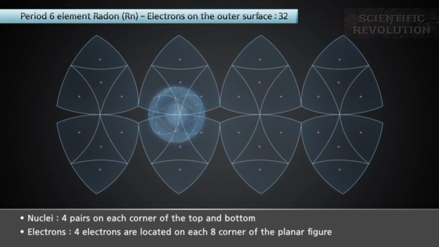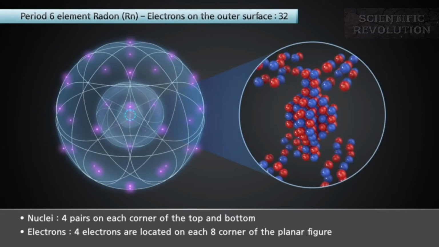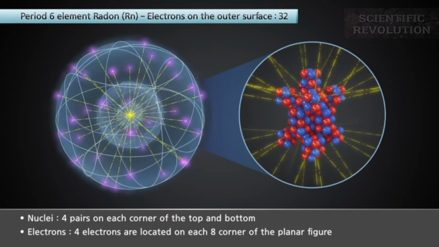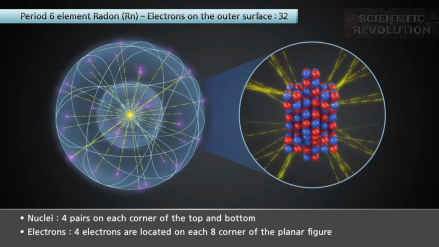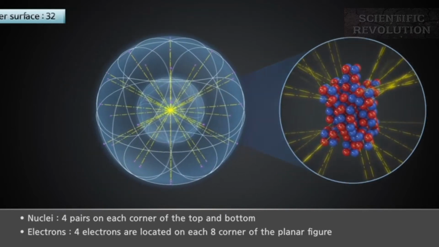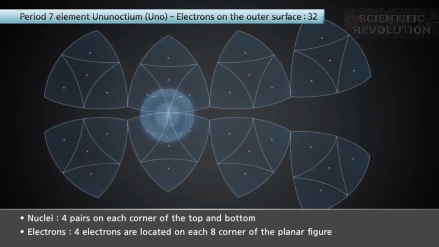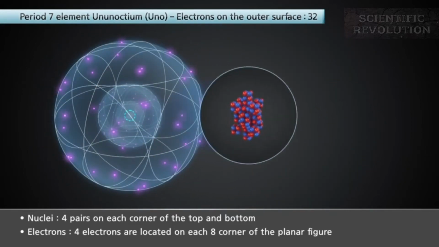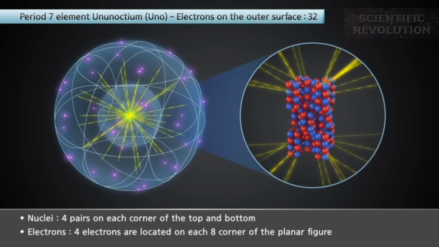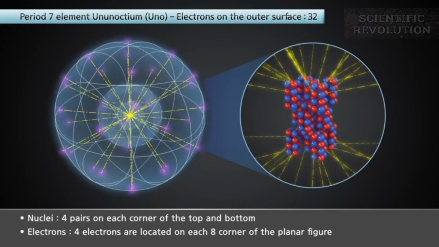Four pairs of nuclei of radon, a period 6 element, are placed at 8 apexes of the upper and lower layers of the nuclei of xenon, and 4 electrons are located at 8 apexes of the spherical cube, forming 1-to-1 correspondence with the protons. Four pairs of nuclei of oganesson, a period 7 element, are placed at 8 apexes of the upper and lower layers of the nuclei of radon, and 4 electrons are located at 8 apexes of the spherical cube, forming 1-to-1 correspondence with the protons.